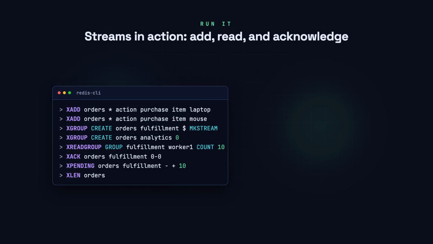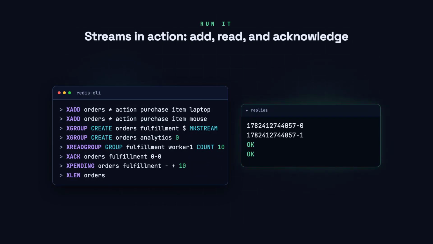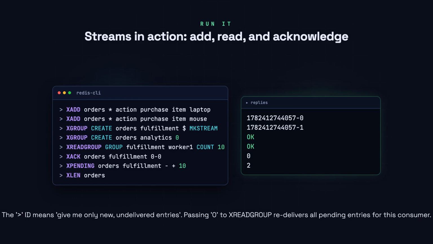We add two order events with XADD, create two consumer groups, fulfillment, starting at the latest entry and analytics replaying from the beginning. XREADGROUP claims new entries and XACK marks them done. XPENDING shows anything still unacknowledged.